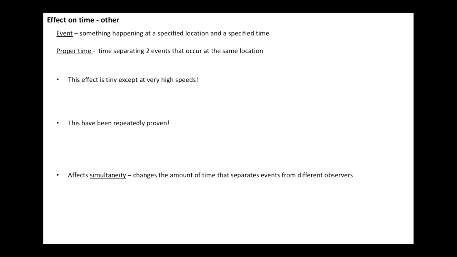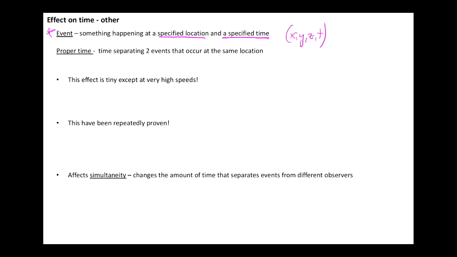You'll start to see how all of this begins to work out a little bit. So, the effect on time. First of all, some terminology. The event. We all know what an event is, but in terms of this chapter and how we're going to do problems, an event is when something happens at a specified location and at a specified time. So we can define its X, Y, Z, and T. Okay? So X, Y, Z, and T would specify an event.